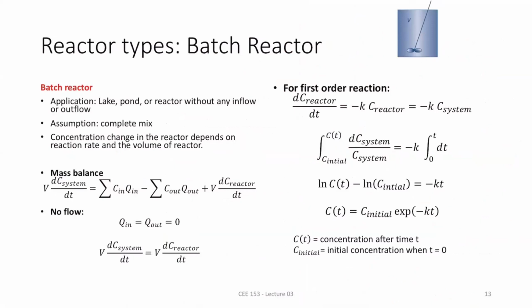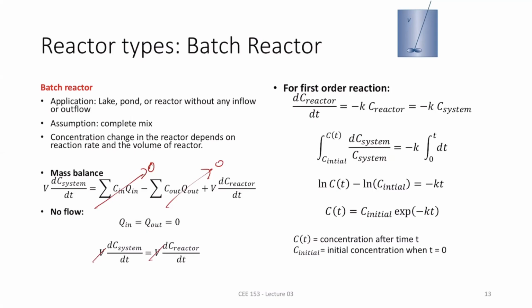All right, so let's solve it. Batch reactor, no flow. So that means Q in is 0, Q out is 0. There is no flow coming in or going out. So this is a reactor type. So that means dV by dt will be zero, so the volume cancels out. So what it means is the mass balance equation becomes this. Change in concentration in a system is the change in concentration in the reactor, which is what the system is, a reactor. So really we didn't learn much. So now let's solve it.